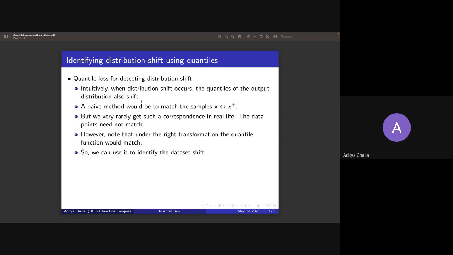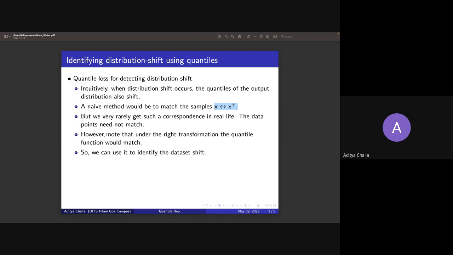Now, let's start with the naive approach. The naive approach would be, if you have the one-to-one correspondence between the new samples and the old samples, it's pretty trivial to identify what is the distribution shift. But in general, we will never have this information. I mean, you cannot sample the same guy twice. And more importantly, it won't even be the same, right? So then how do you identify this?